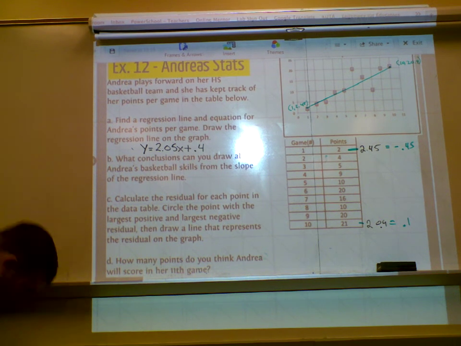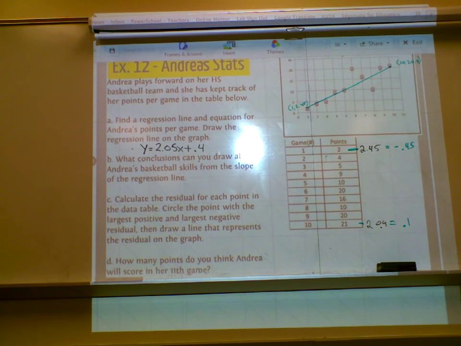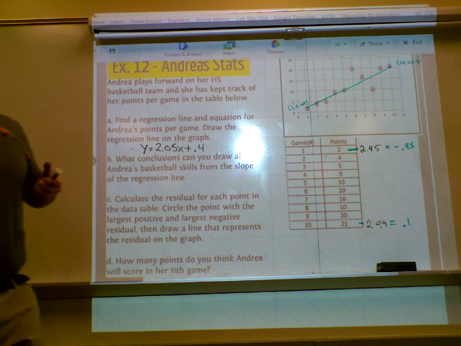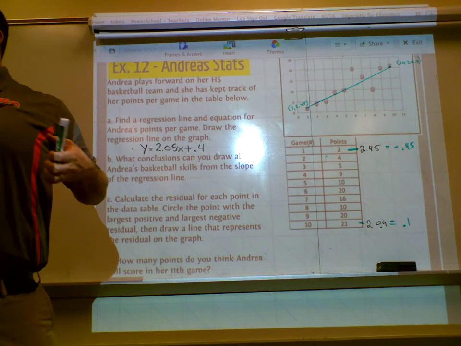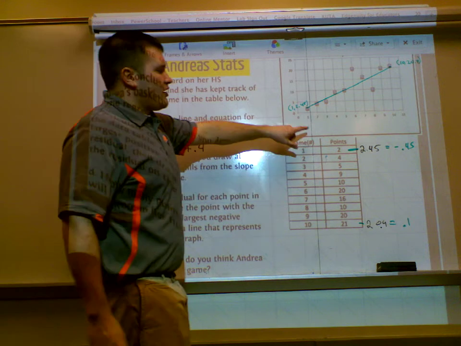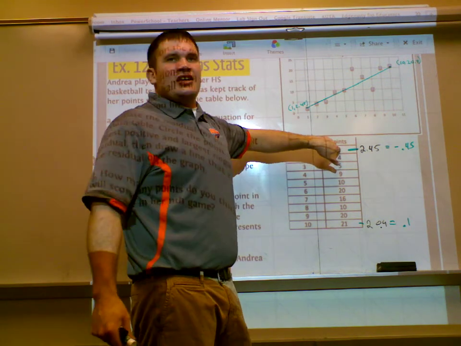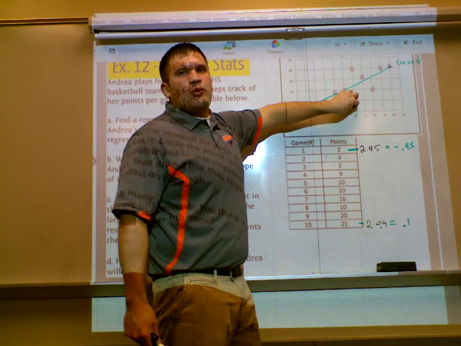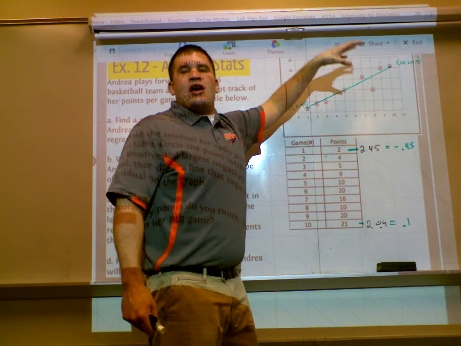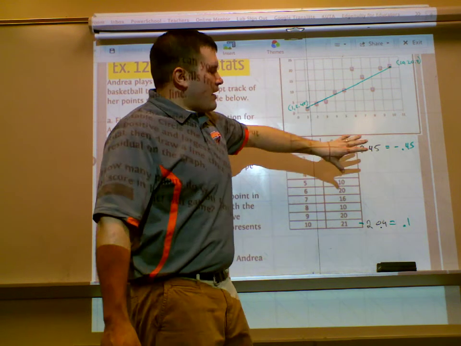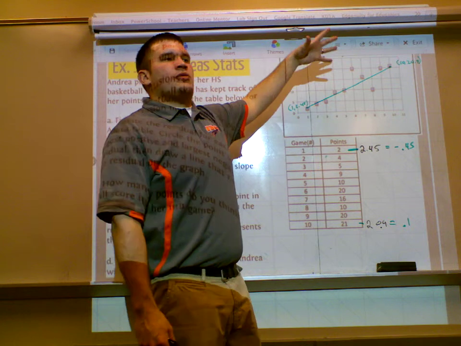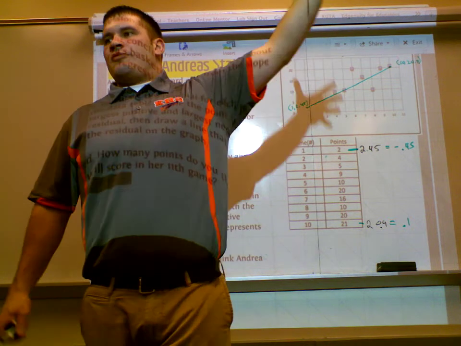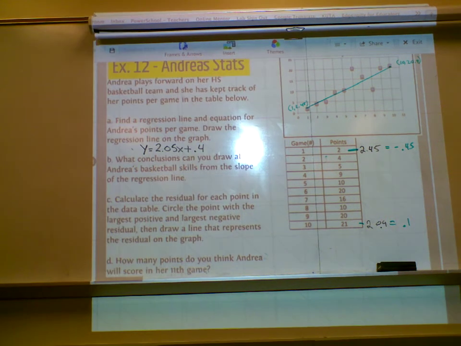All right. A good way to check your residuals. If you're worried that you did your residuals incorrectly, you can check with your friend. Or if my residual in here is a negative number, where should the point be? On the bottom of the line. Good. If my residual over here is a positive number, where should the point be? Above. So you can check your work that way.